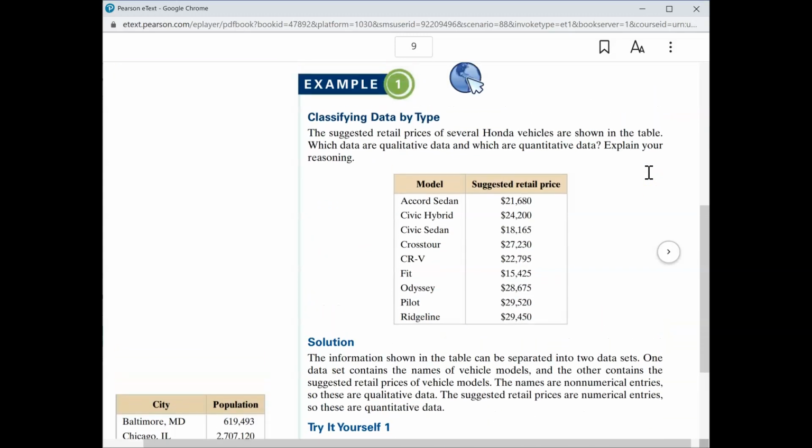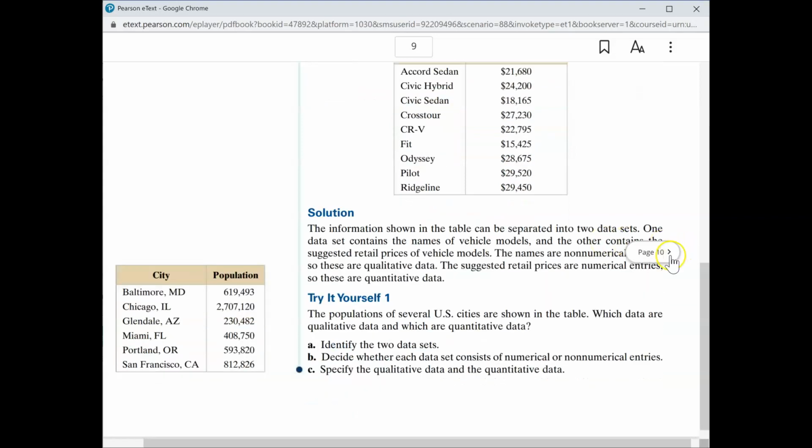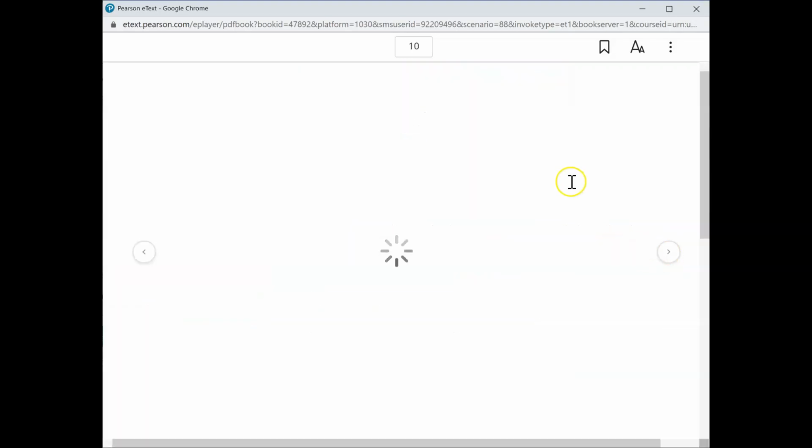All right, so example 1, that's a pretty basic concept. Looking at these two columns of data, one of them is qualitative and the other is quantitative, and I'm sure you can tell this side here is qualitative data. It doesn't involve numbers, it involves categories of cars. Whereas over here we have quantitative data, which is the suggested retail price of those cars. Moving on.